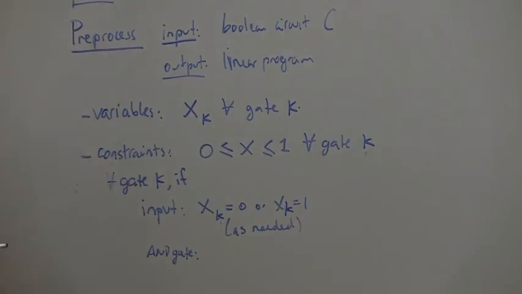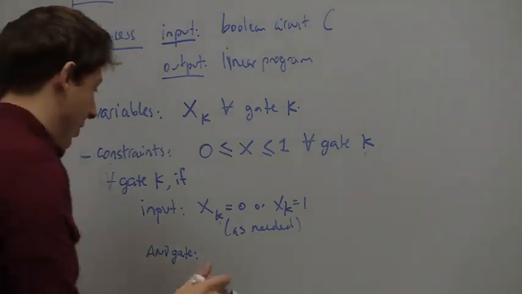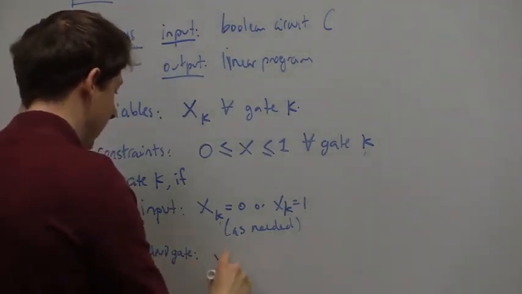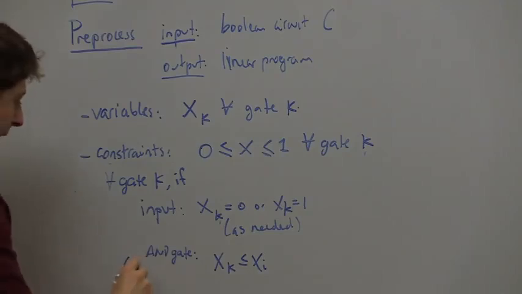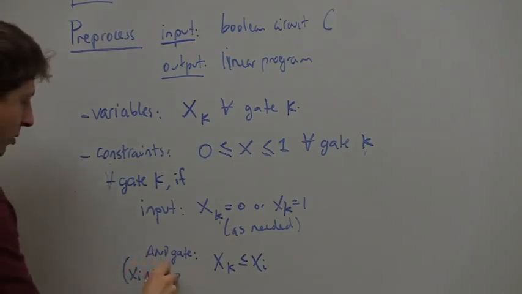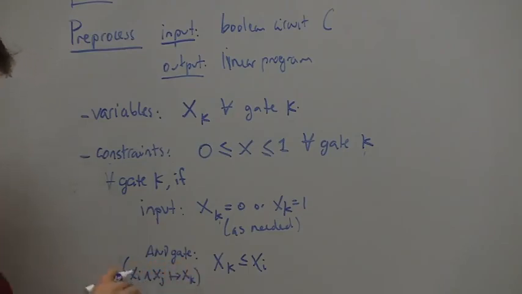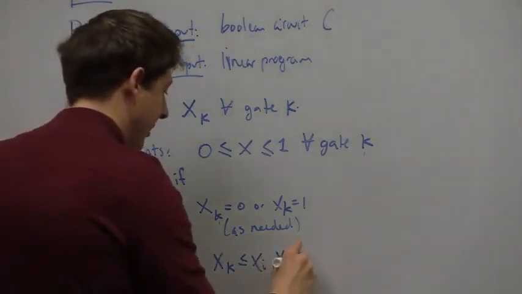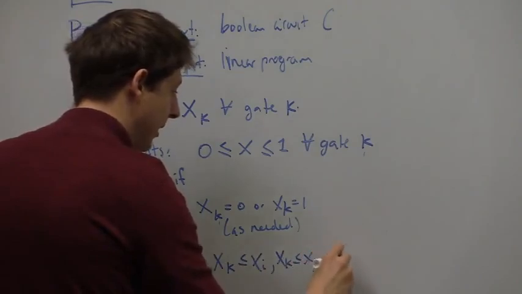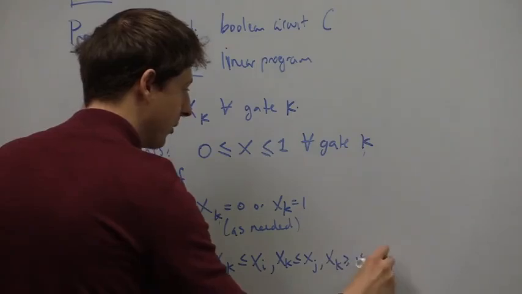An AND gate involves a computation that doesn't a priori look linear. But here we can use a trick, where a collection of linear constraints simulates an AND computation. I'm going to write it down first, and then we can reason about it. We write xk is at most xi. Here, in the AND gate, I mean that xi and xj go to xk. Whenever that's the case, we write the constraints xk is at most xi, xk is at most xj, and xk is at least xi plus xj minus 1.